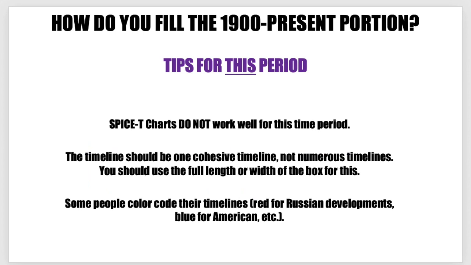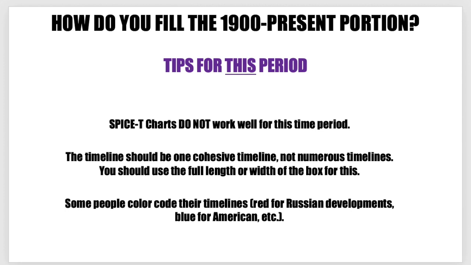Every period is different, and you can make decisions based on your own personal preference, but I don't think that SPICE-T charts work very well for the 20th century. That doesn't mean that you can't still mention social, cultural, political changes as they happened and where they're relevant, but I wouldn't organize my content by regional SPICE charts. Rather, there's so much global interaction that I'd probably organize the content by the focus areas provided on the study guide.